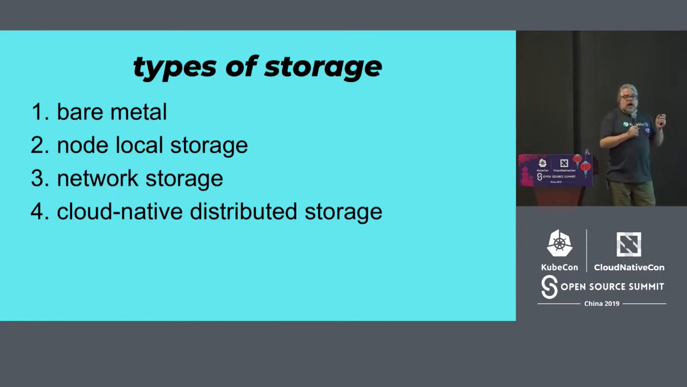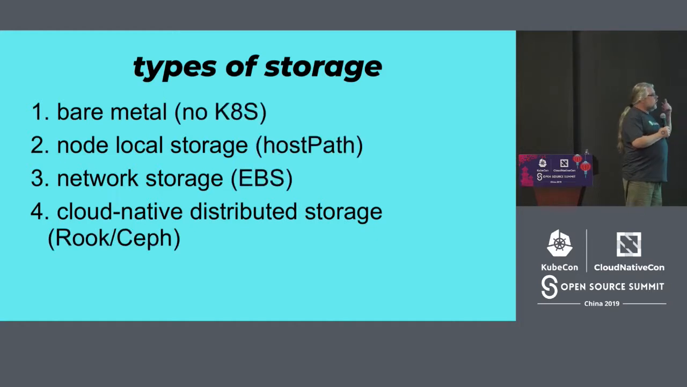And so over time, I've been comparing four different basic types of storage, right? We have bare metal. We have Kubernetes, but using node local storage, that's either local DIR or local PV. So node local storage is like host path. Network storage, which is like EBS, cloud provider storage or whatever. And then cloud native distributed storage, so something like a Rook Ceph combo or other advanced file systems.